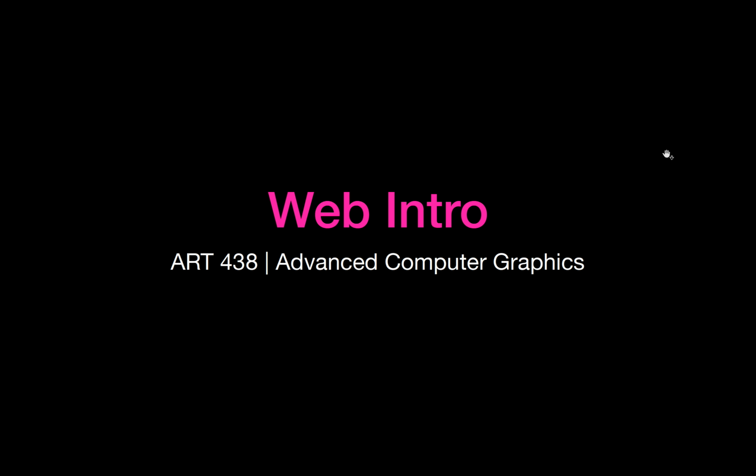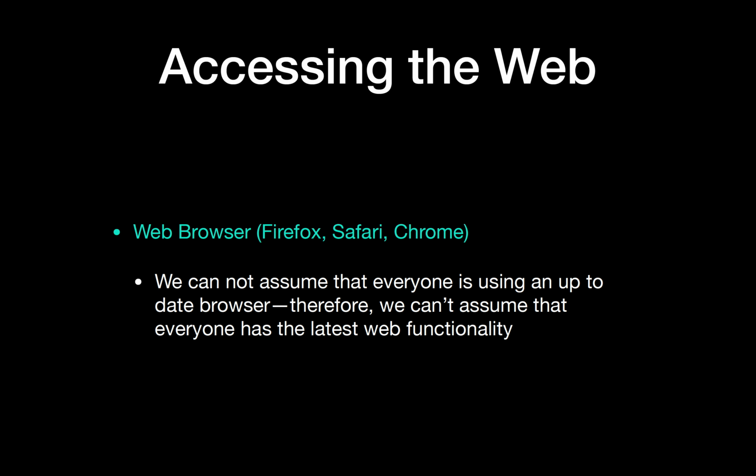So when we think about the internet, I want you guys to understand a little bit about how a web browser actually accesses web pages before we jump into this whole thing. So how do we actually access the web? We use a web browser, obviously: Firefox, Safari, Chrome, whether that's on our computer, our tablet, or our mobile phone. One thing, especially in web development, is that we can't assume that everyone is using the same browser, or even an up-to-date browser. So we can't assume that everyone has the latest web functionality.